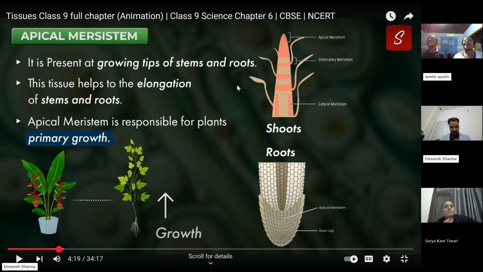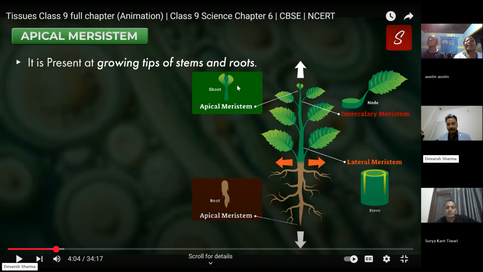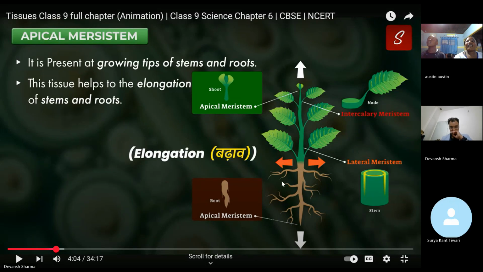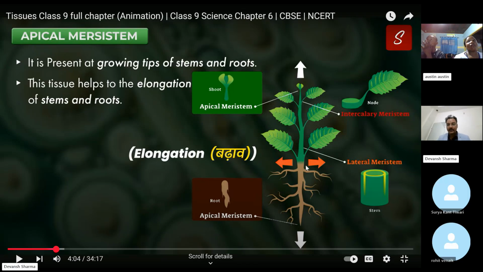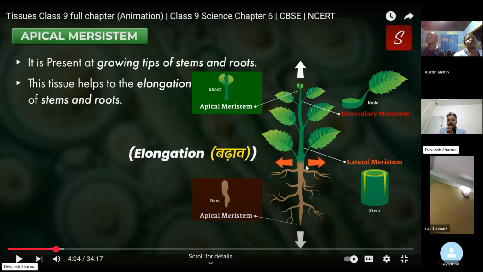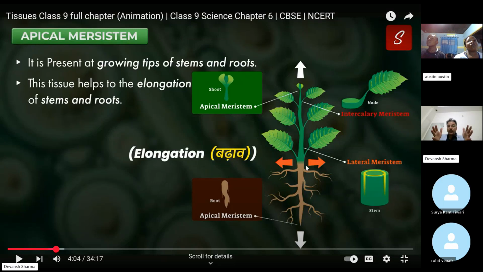One more thing I'll tell you from here on. Can you see these two arrows? Yes, sir. These two arrows mean that when the plant becomes a tree, it will become broader from the center.